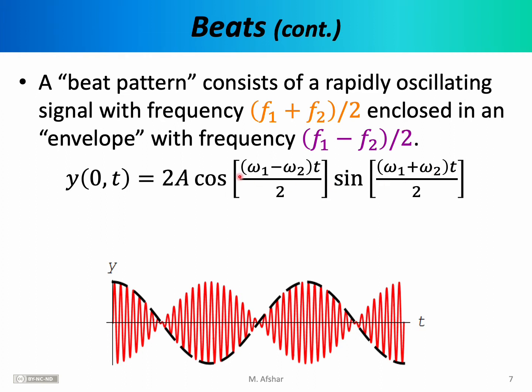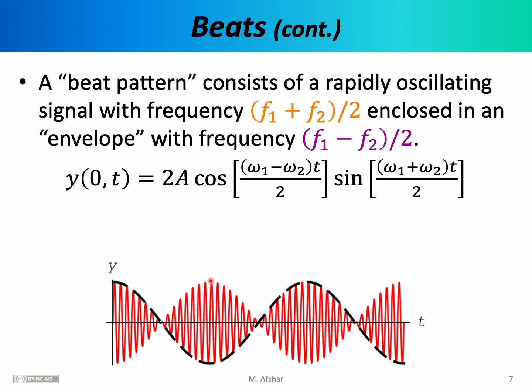It's easier to write these functions in terms of angular frequency. However, in discussing them, people often talk about the frequency, not the angular frequency. Of course, the difference between them is just a factor of 2 pi. So what we have here is a sine wave with a frequency (f1 + f2)/2. And this is being modulated by an envelope that is described by another wave having a frequency of (f1 - f2)/2. The envelope here is shown by the dashed line.